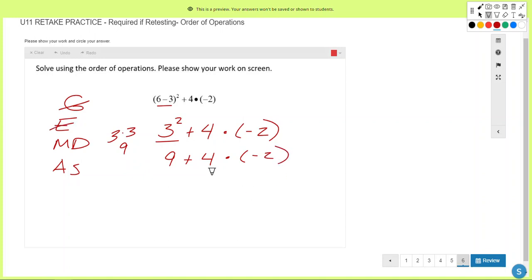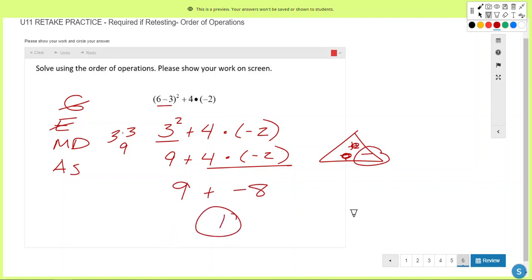I'm done with my exponents. Now I have this multiplication I need to solve. Remember to use the triangle when you have integers. So I have a positive 4 and a negative 2, so it's going to give me a negative solution of negative 8 plus 9. And then I have 9 plus negative 8, which gives me a positive 1. And again, if you need to use a number line for that one, you can think about it 9, and then I go backwards 8. 1, 2, 3, 4, 5, 6, 7, 8. So 9, 8, 7, 6, 5, 4, 3, 2, 1.